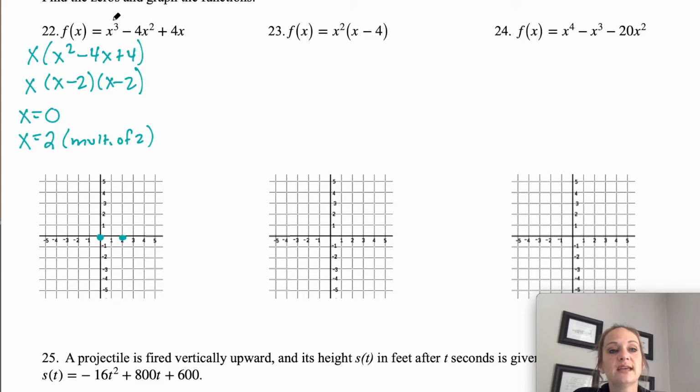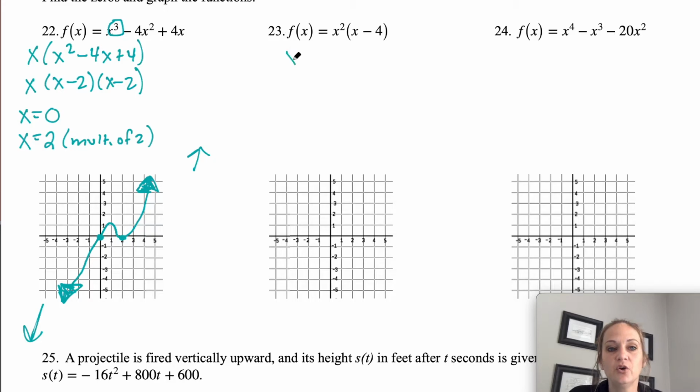Next thing you look at is your highest exponent. It is a 3, which means it's going to go from down here to up there. So we're going to go through the 0, but there's a multiplicity at the 2, which means it is going to bounce. And that is going to be our final graph of starting from low, going to high, and it bounces at 2.